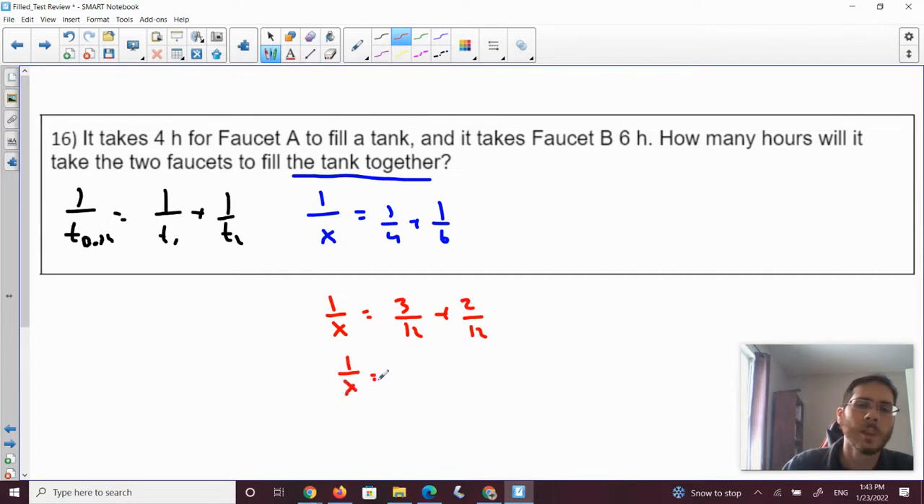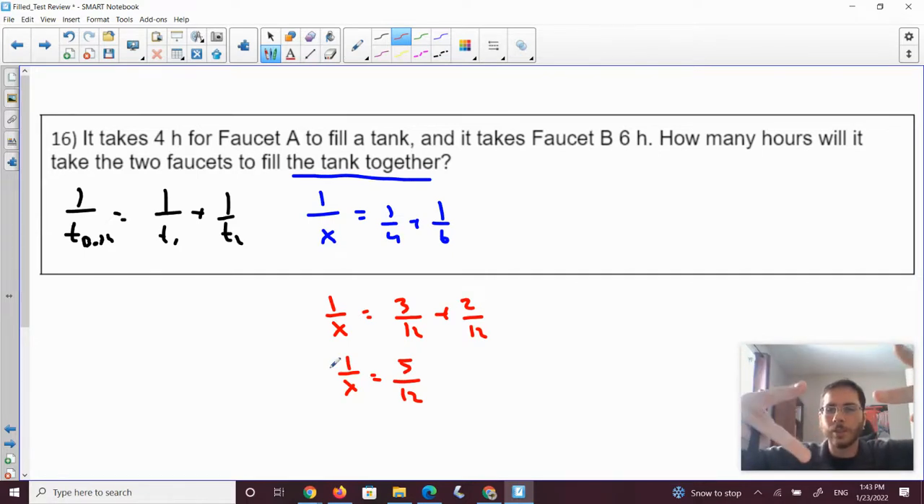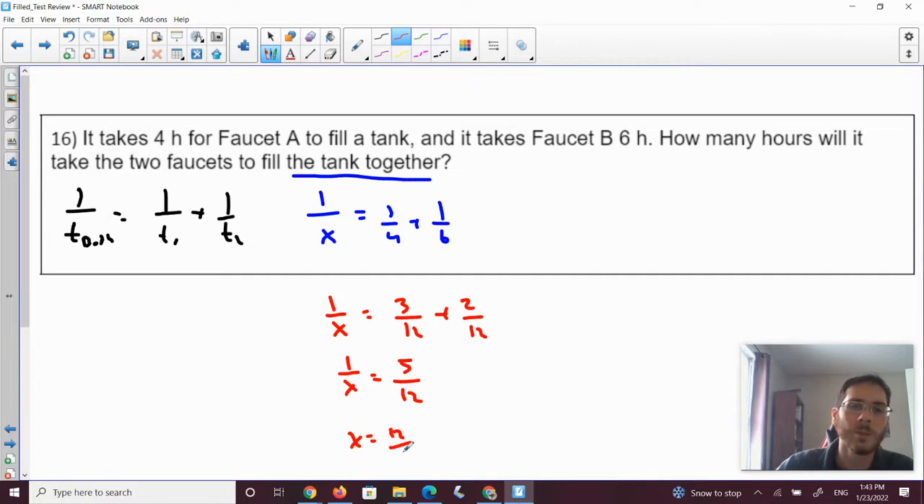So 1 over x equals 5/12. And we know that if we've got 1 over x and 5 over 12, if I want to get x, I just flip both of them. So that tells me that x equals 12 over 5. If I want to write that as a number of hours, so 2.4, I take 12 over 5 though. 2.4 would also count. We could actually divide if we wanted to.